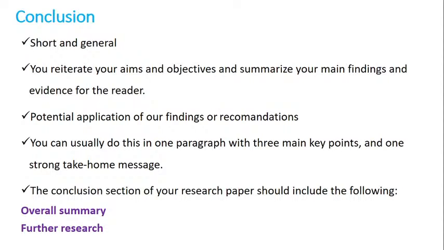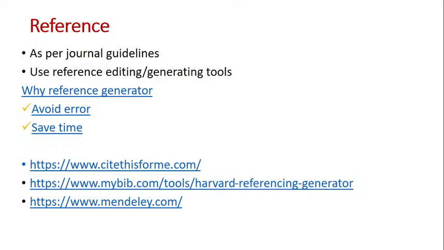Totally five points you need to write. First, you write your objective. Second, you write the main findings. Then you write your evidence. Fourth, you write the take home message. Finally, you write your further research or future research. If you put all these contents, your conclusion part looks very professional, so that it will attract more audience. Next I go to the reference section.